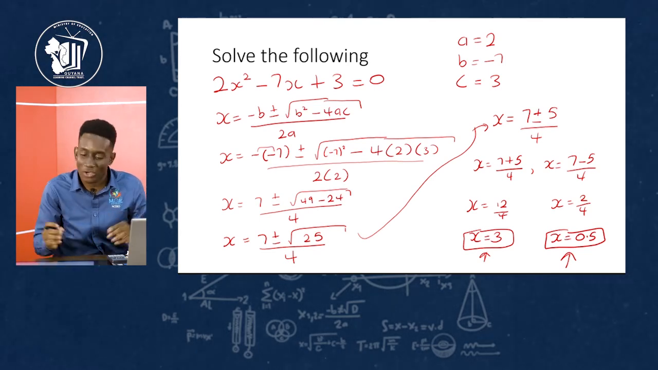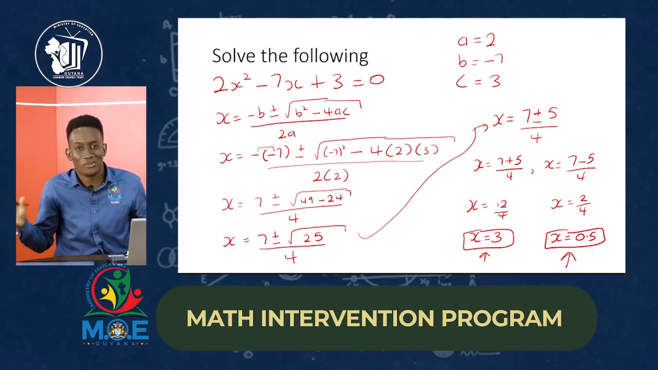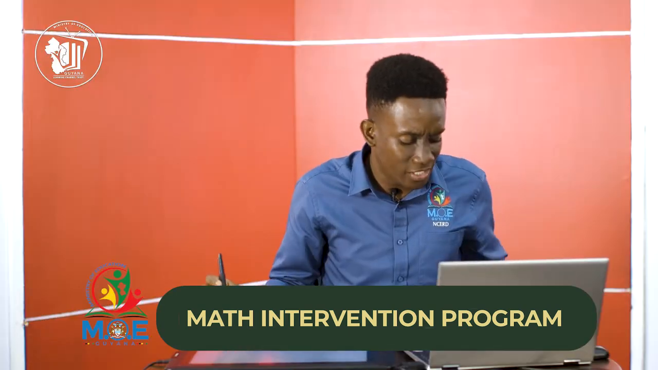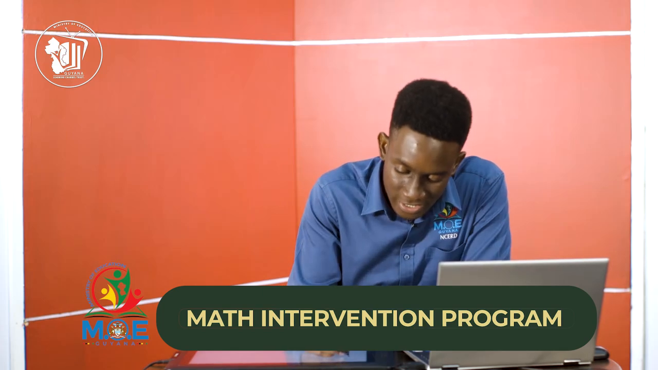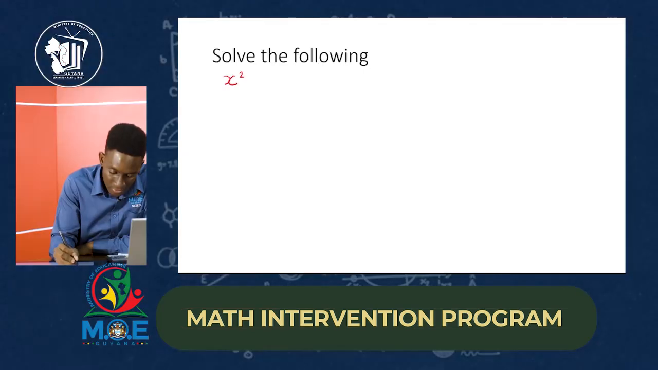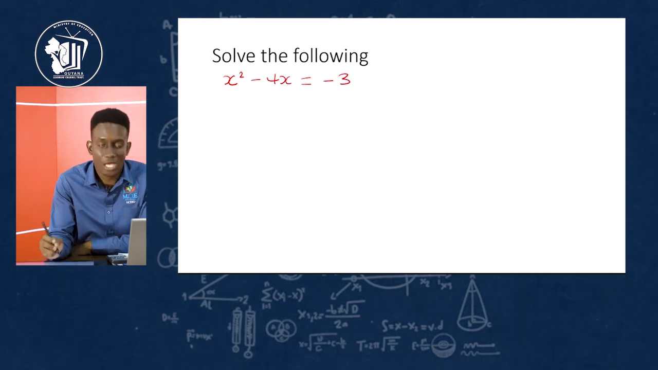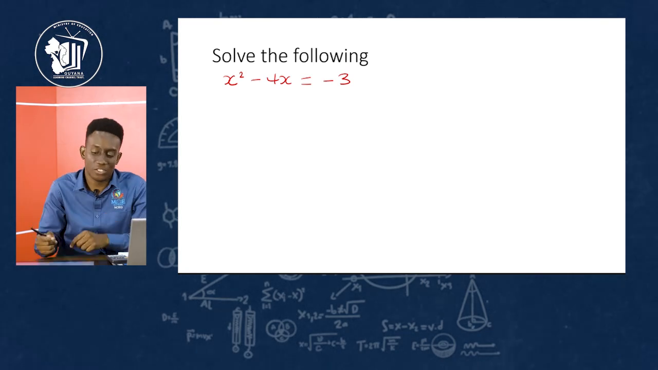So let's move on to another example to solidify our understanding of using the quadratic equation. So let's say we have the equation x squared minus 4x equal to negative 3. And we're asked to solve this equation.